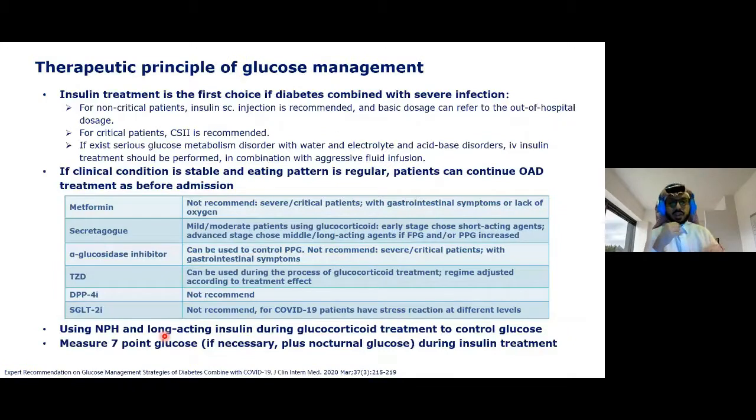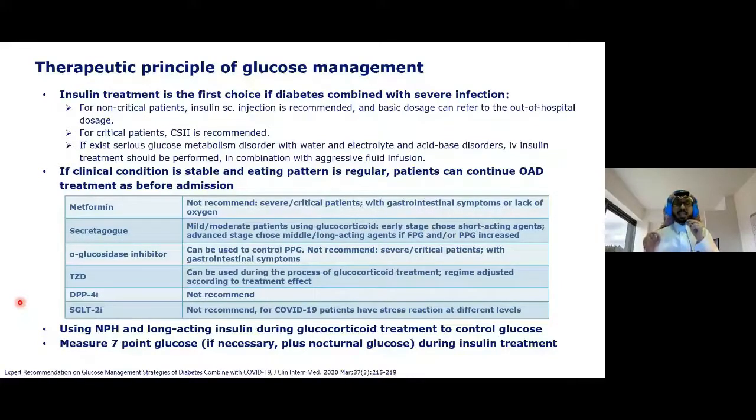So now there is a question: how do I treat my patients? What should I give? What should I stop? In general, insulin treatment is the first choice in diabetes combined with a severe condition. For non-critical patients, subcutaneous insulin injection is recommended, and the basal dose can refer to a sliding scale or to the hospital's doses. For severely critical patients, IV insulin or IV infusion is recommended.